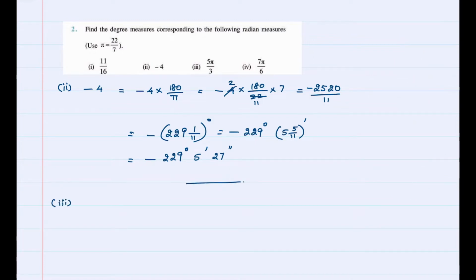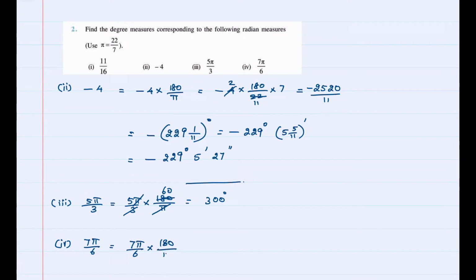Third subdivision, 5 pi over 3. This is easy because it has been given in terms of pi. Let us multiply by 180 over pi. Pi gets cancelled. The answer is 300 degrees. Fourth subdivision is also easy. 7 pi over 6 radians. To change it in terms of degrees, we multiply by 180 over pi. The answer is 210 degrees.